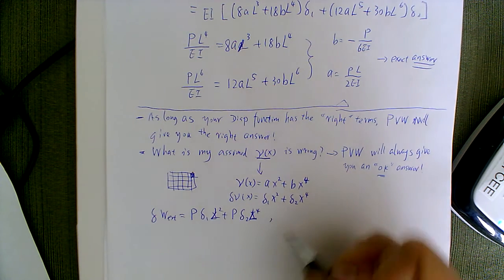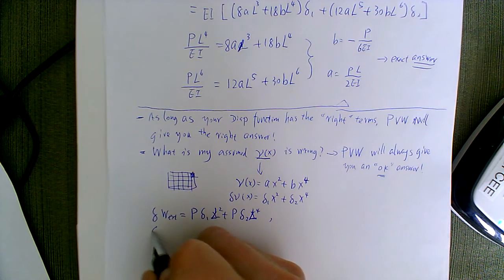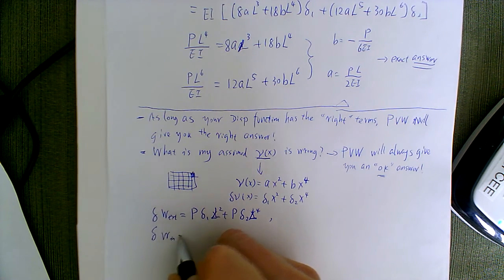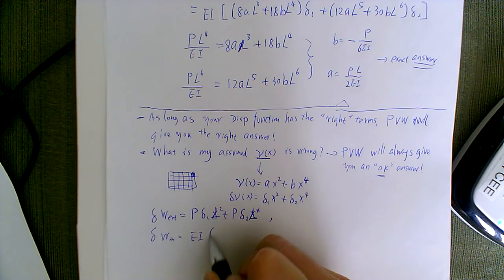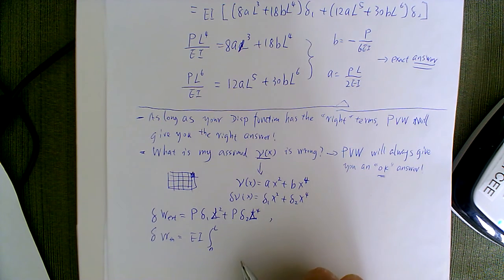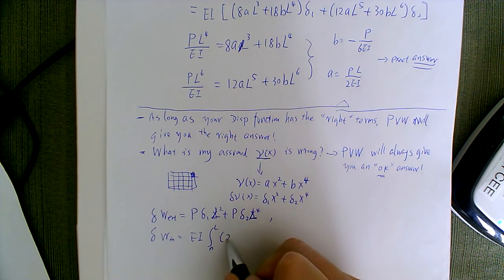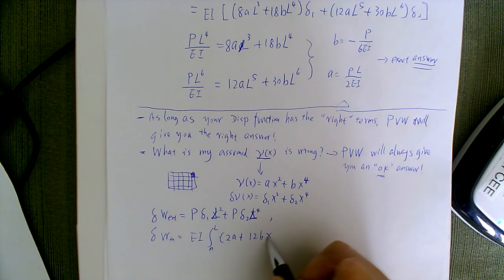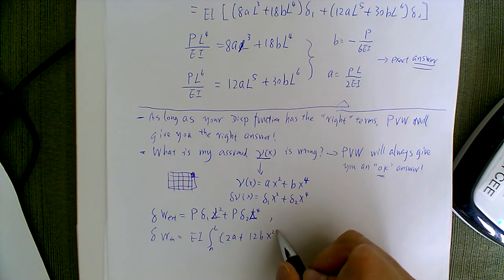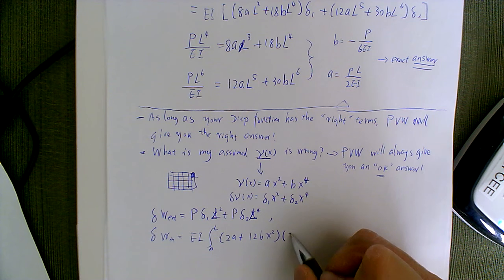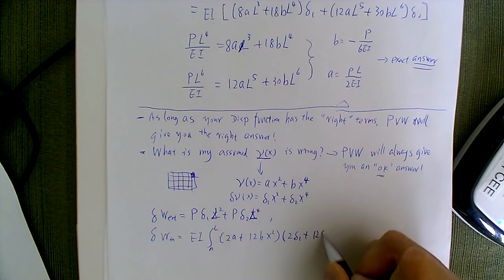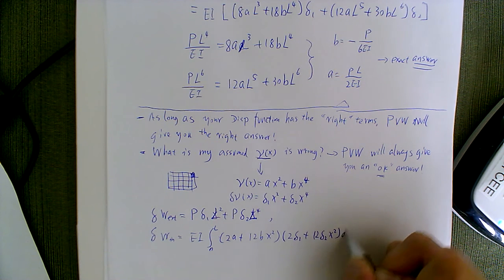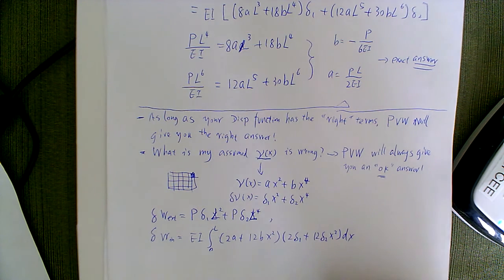Then your internal work is EI integral from zero to L. And then take the second derivative, which is 2A plus 12Bx squared, then 2 delta one plus 12 delta two x squared dx. Simple enough.